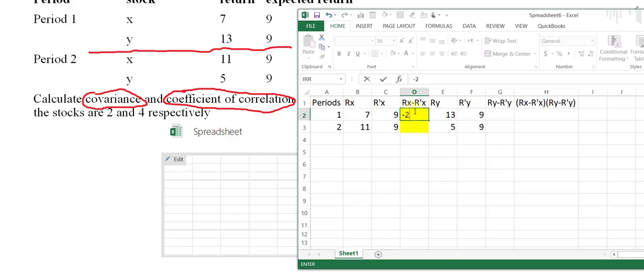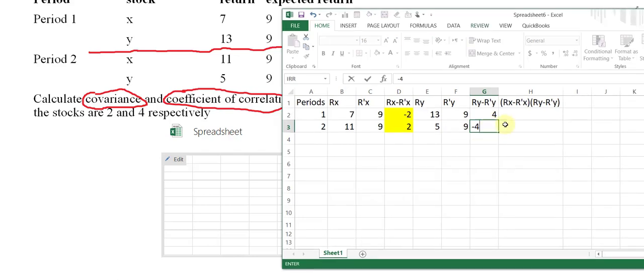Minus 2. The next one, for the second period: return minus expected return. From 11 minus 9, you get 2, right? Now go for y: return of y minus expected return of y. 13 minus 9 is equal to 4. And for the second period, from 5 minus 9, you get minus 4.